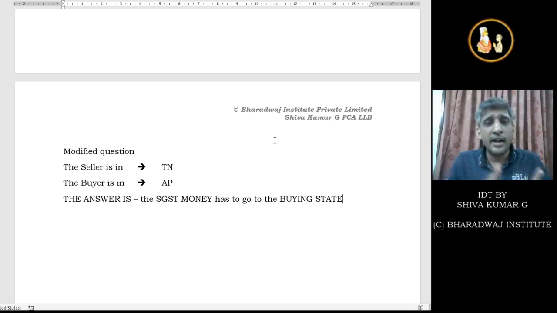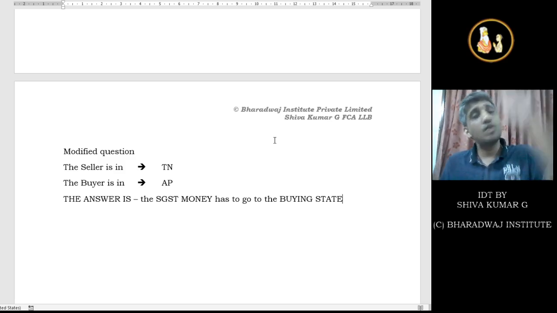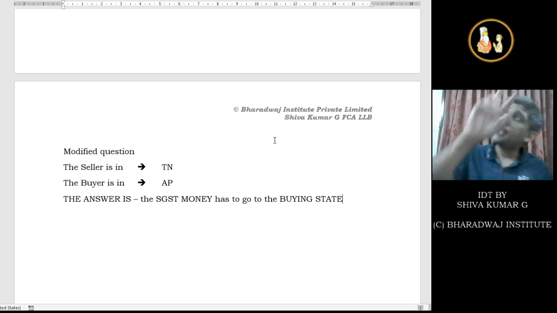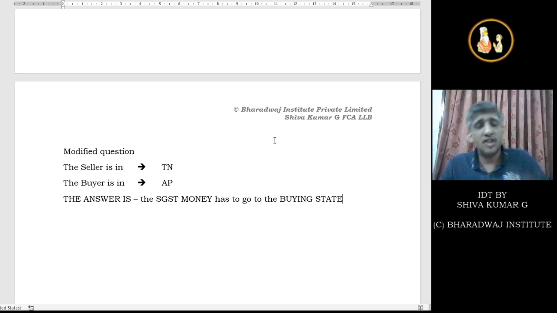Buying. Tamil Nadu to Tamil Nadu? Tamil Nadu. Why? Seller Tamil Nadu, buyer Tamil Nadu. Kerala to Gujarat? Gujarat. Gujarat to West Bengal? West Bengal. Jammu Kashmir to Ladakh? Ladakh. Ladakh to Punjab? Punjab. It's a buying state. The money has to go to the buying state.